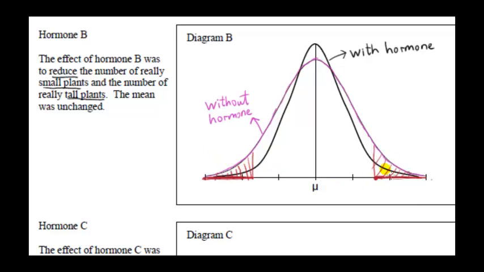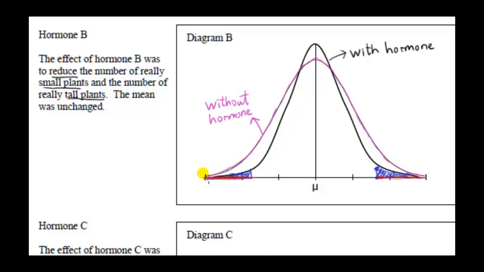But we want these areas to decrease. So we want smaller proportions at either end. We want the tail of our curve to move down towards the horizontal axis. And that's exactly what happens when we apply the hormone. So now we get a much smaller proportion of small plants and a much smaller proportion of very large plants. So we just flatten the tails of the distribution, but the total area under the distribution does not change.